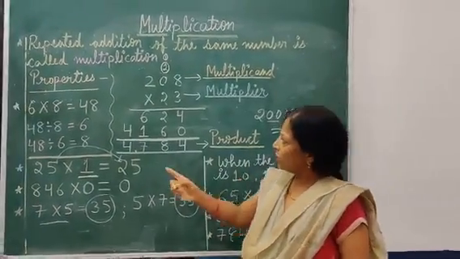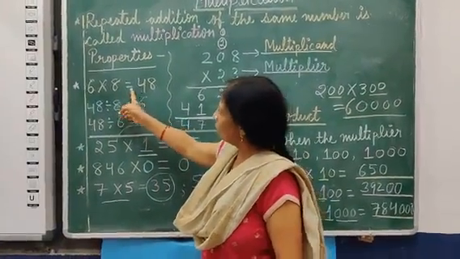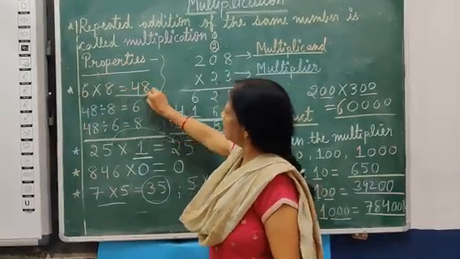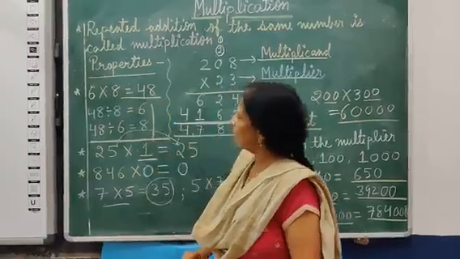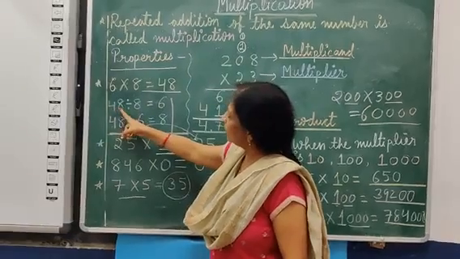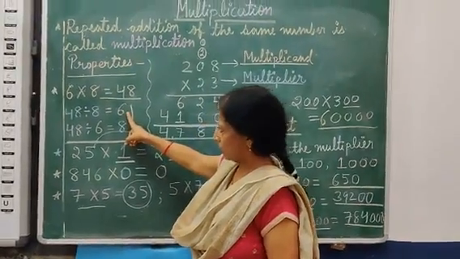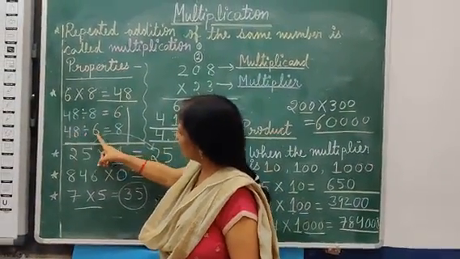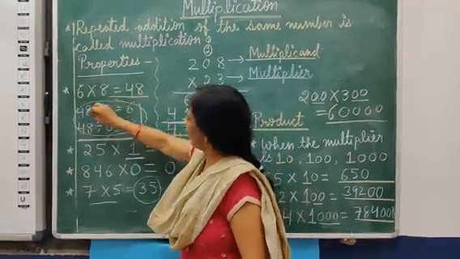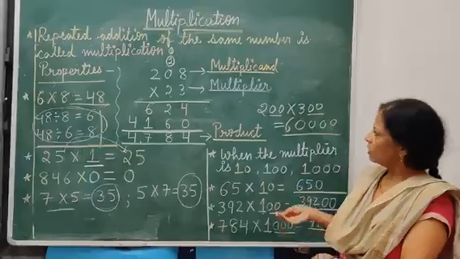One more thing is there children. See, what is the fact about multiplication? Here I have written 6 into 8, 6 eights are 48. So every multiplication fact has two division facts. What are the division facts? If you divide 48 by 8, you will get 6. If you divide 48 by 6, you get 8. So these are the division facts of multiplication. So these are all the properties of multiplication which I have explained to you.